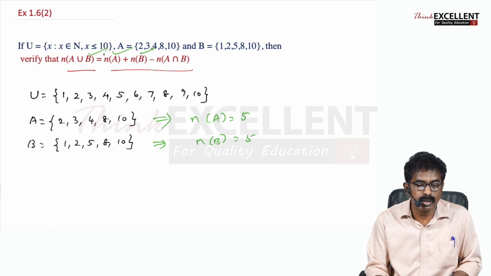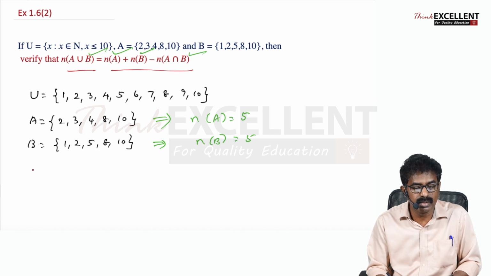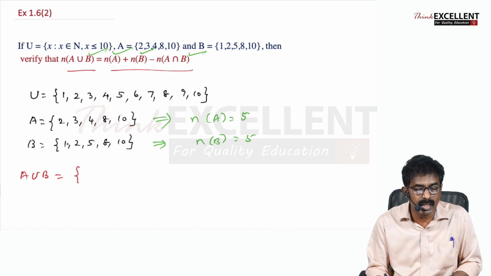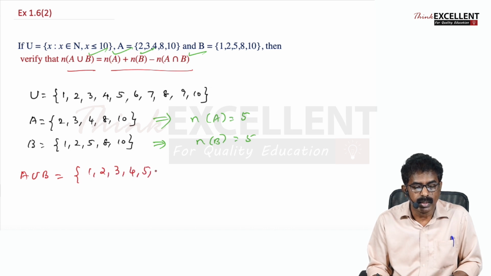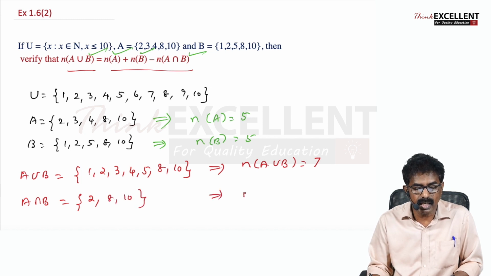You want n of A union B, n of A intersection B, right? So you find A union B and A intersection B. A union B, find the union here, write every element 1, 2, 3, 4, 5, then 8, 10. So you can say n of A union B is, count the elements here, totally 7 elements, right? Now we find A intersection B, elements which are common for A and B. Any common element? Yes, 2 is common. 3, 4 not common, 8, 10, right? So from here you can say n of A intersection B is equal to 3. Only 3 elements are there.